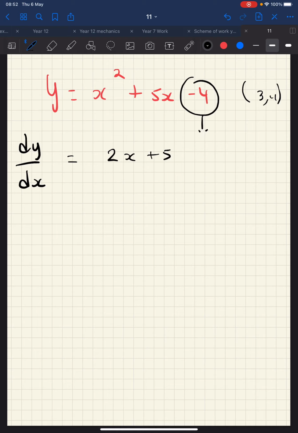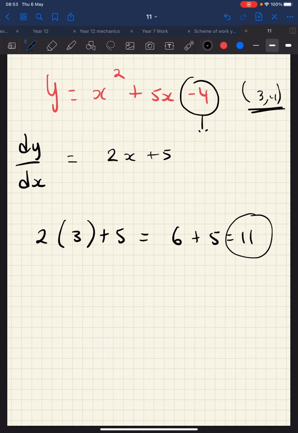And then we want to work out the gradient at point 3, 4. So the gradient at point 3, 4 is 2 lots of 3 plus 5. So therefore 6 plus 5. The gradient is 11. And a lot of these questions actually continue from using this gradient. Okay, so this is the gradient at that specific point.